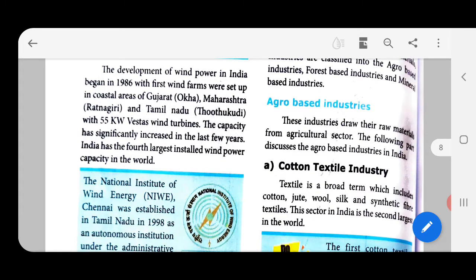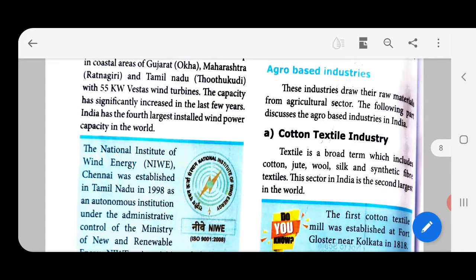So first one, we move on to agro based industries. These industries draw their raw materials from the agricultural sector. So they get their raw materials from agriculture. The following part discusses the agro based industries in India.